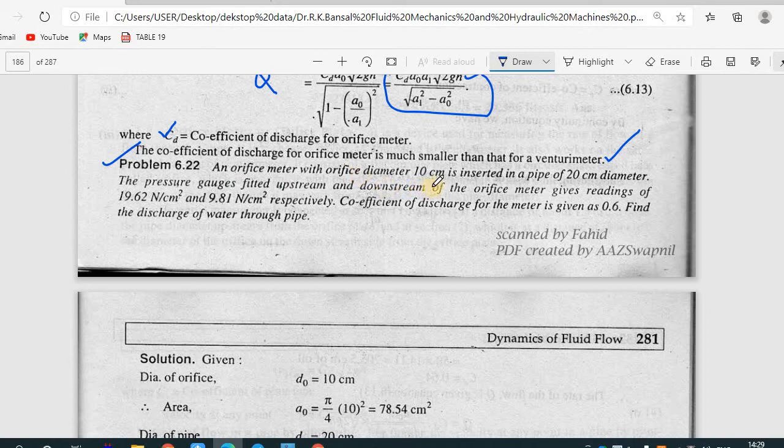An orifice meter with a diameter of 10 centimeter is inserted in a pipe of 20 centimeter diameter. So the orifice has a diameter D0, and this is the diameter of the pipe. The pressure gauges fitted upstream and downstream of the orifice meter give readings of 19.62 Newton per centimeter square at the first section and 9.81 Newton per centimeter square at the second section, respectively. The coefficient of discharge for the meter is given as 0.6. Now we need to find the discharge of water through the pipe.